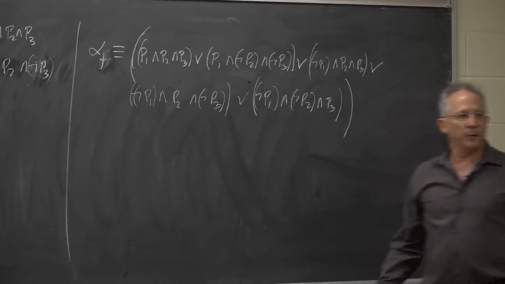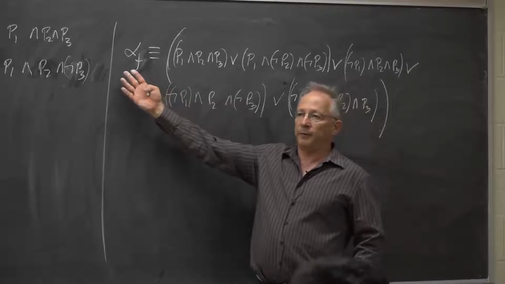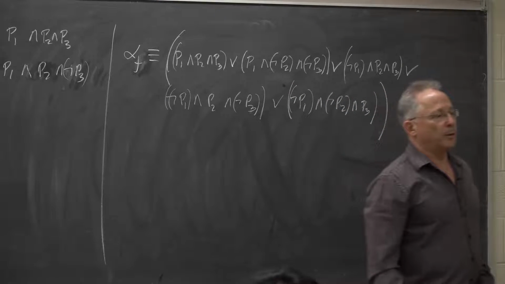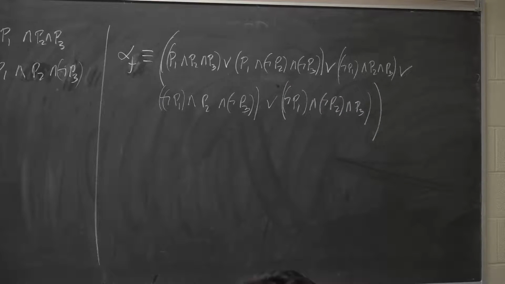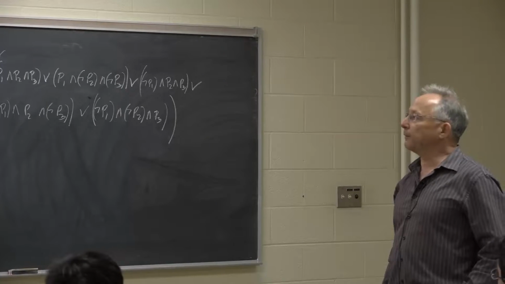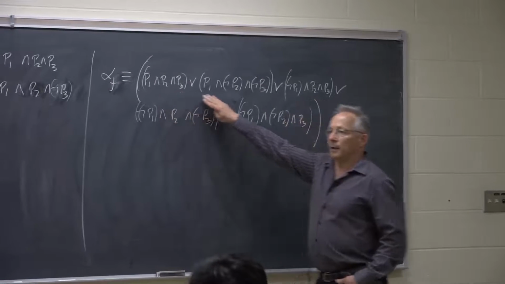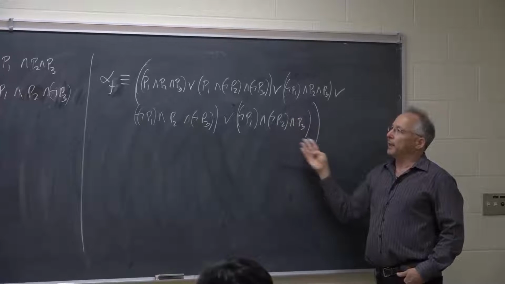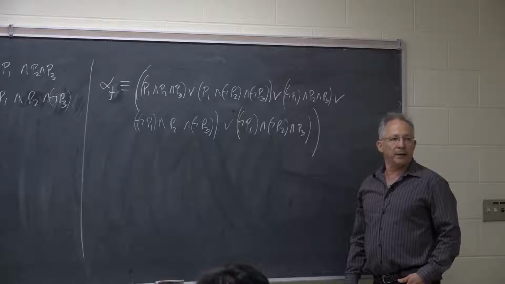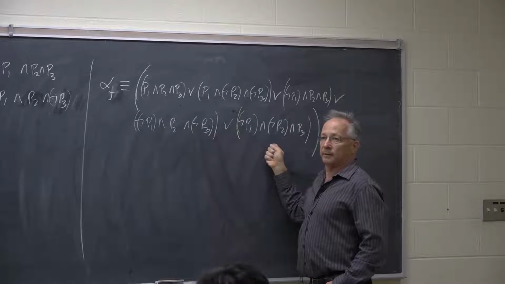And why is this formula equivalent? What I'm claiming is that alpha f is clearly a formula that is written only with our connectives. In fact, it only uses 3 of the 4 connectives. And why is it equivalent to f? Because if I ask which truth assignments satisfy alpha f, in order to satisfy alpha f, I need to satisfy one of those components.